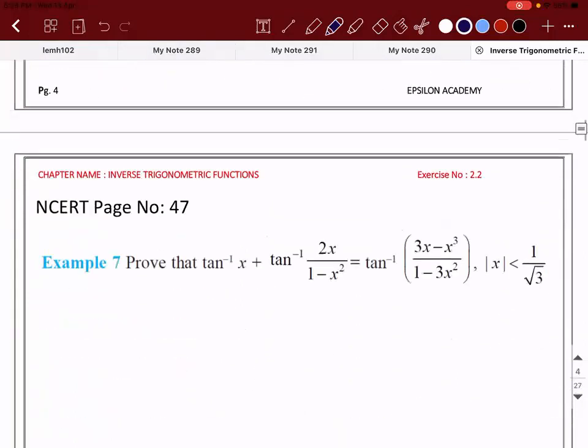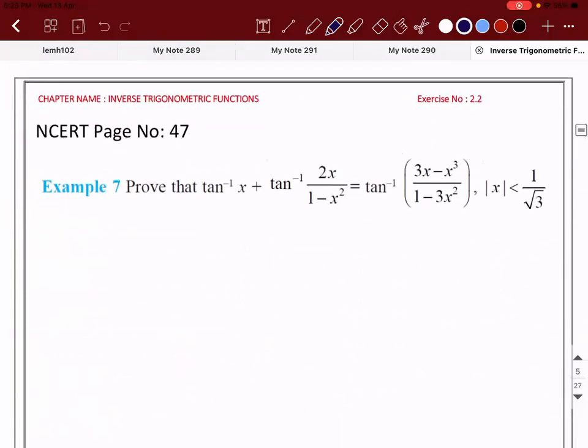Right? Now you think. So now I'm not going to explain about domain at all. Let's start solving them faster. So prove that tan inverse x plus tan inverse of 2x by 1 minus x square is equal to tan inverse of 3x minus x cube divided by 1 minus 3x square. So use the formula, fifth identity. Tan inverse x plus tan inverse y is tan inverse of x plus y by 1 minus xy. Apply.